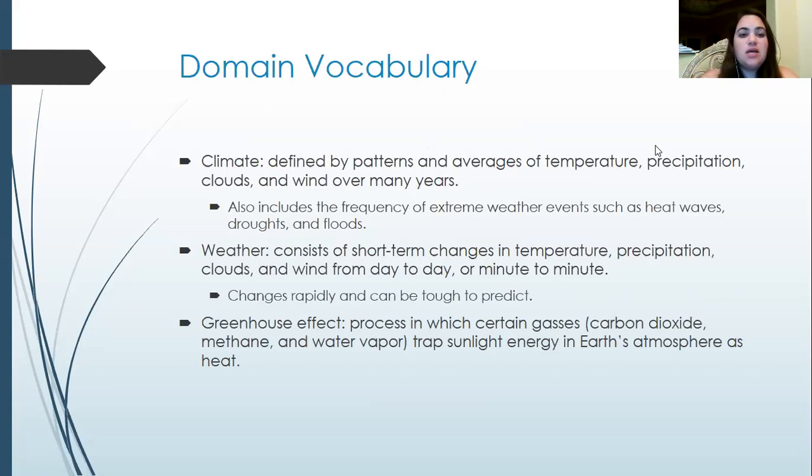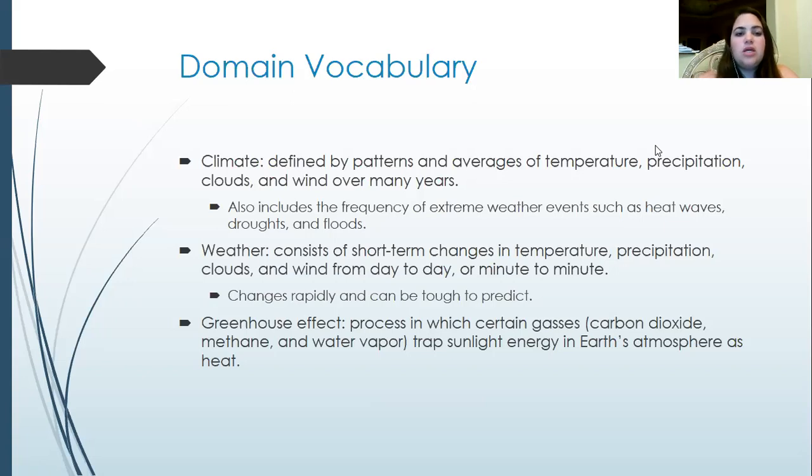So climate is something that is recorded over many, many years, unlike weather. So weather is day-to-day information on your short-term changes in temperature, precipitation, clouds, and wind, day-to-day, minute to minute. It changes, it varies. That is basically the difference between climate and weather. Climate is something that's over thousands, many years, hundreds of years, tens of years, you know, a long period of time. Weather is from day to day, changes.